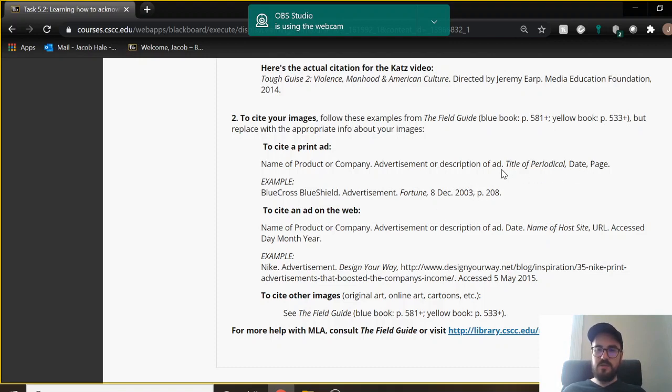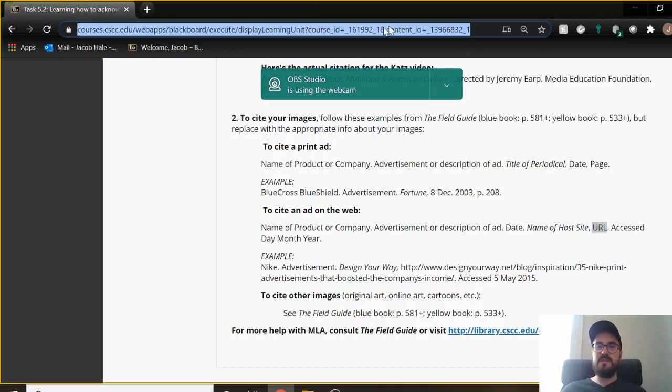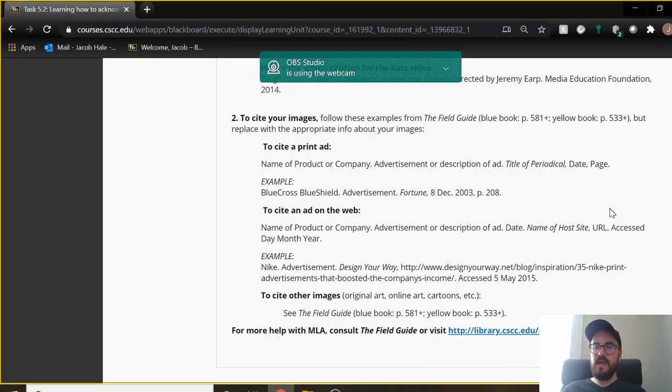Let's see here. The name of the host site, so if you got it on, let's say Forbes or BBC, just throwing out names, that's where you would put the name of the site. You'd put the URL. If you're not familiar with that term, this up here in your browser search bar is your URL. And then you're going to put the accessed date. This means the last day that you went and looked at this image. So if I last looked at one of my images today, June 22nd, I would put 22 June 2020.